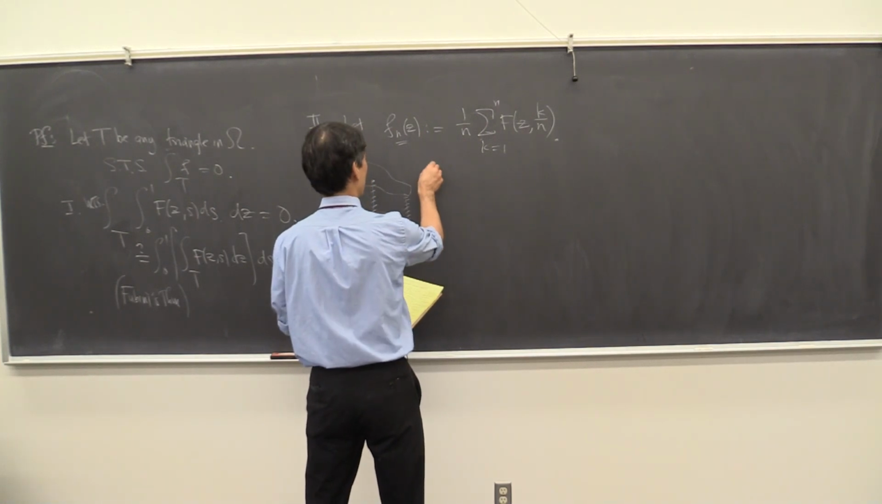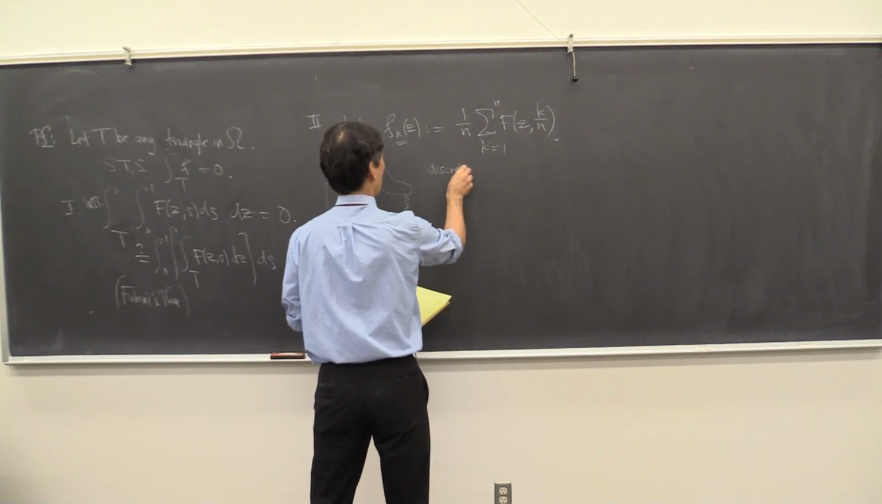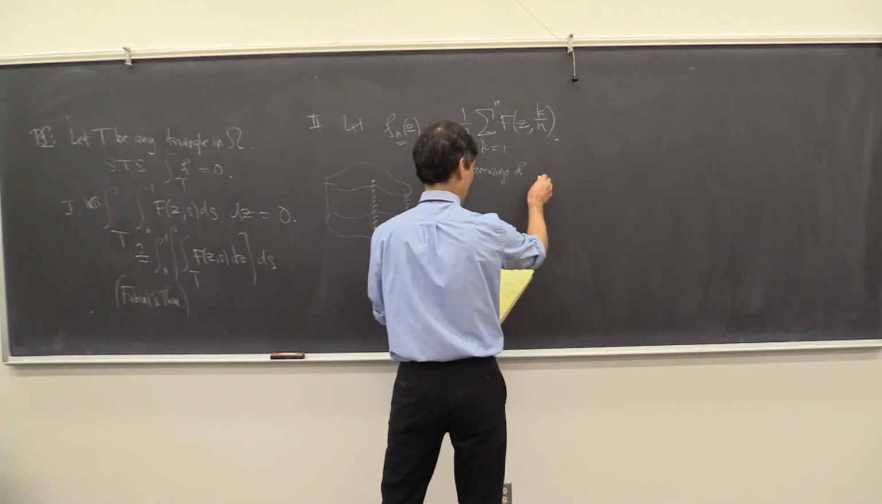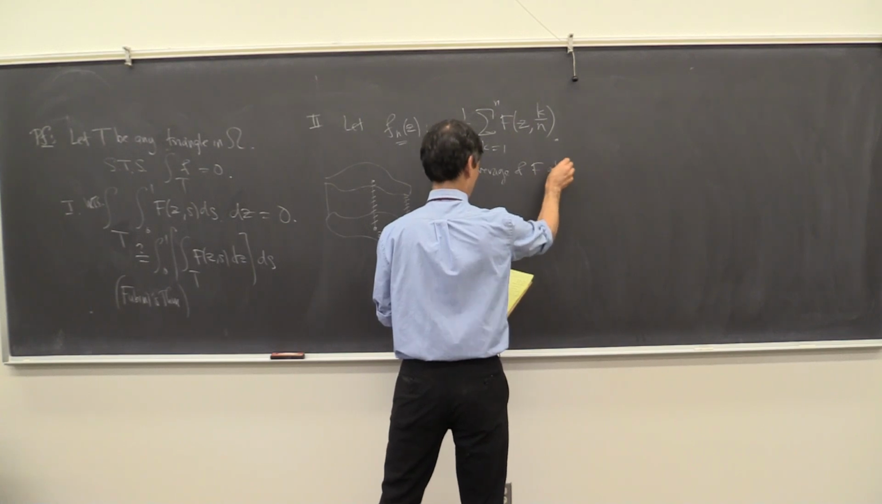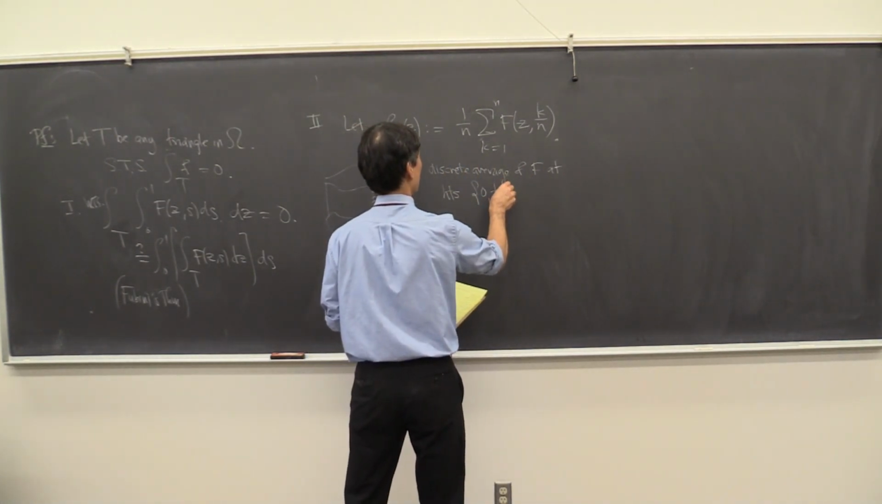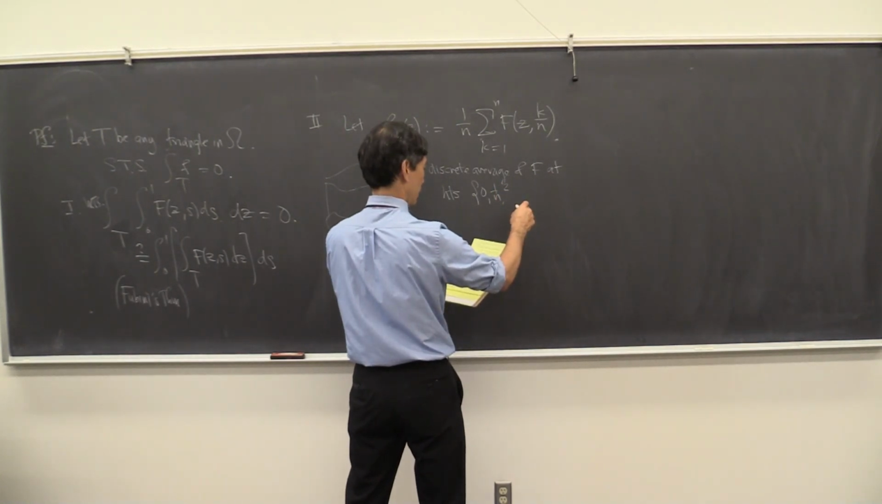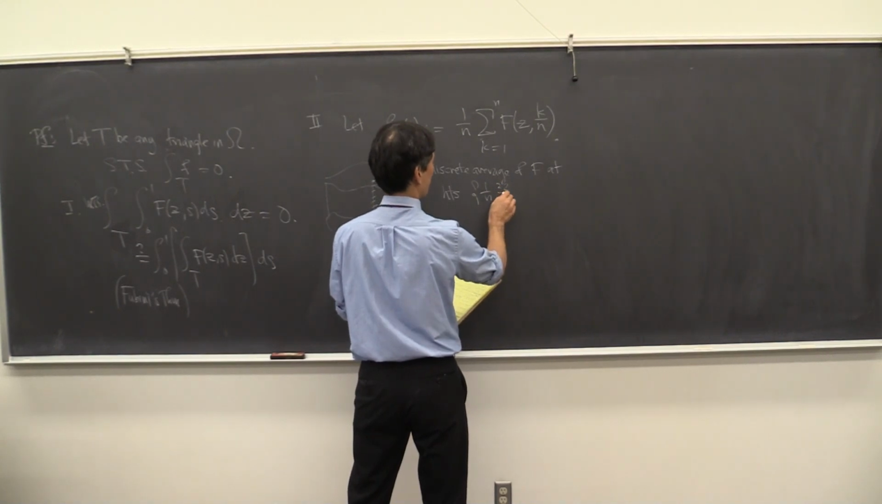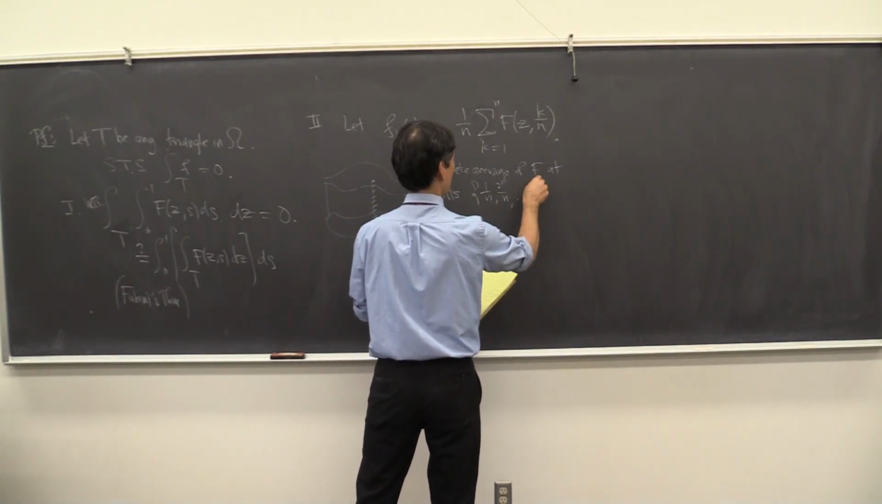Okay, so this is the sort of discrete average of F at heights, I'm sorry, at heights 1/n, 2/n, up to n/n.